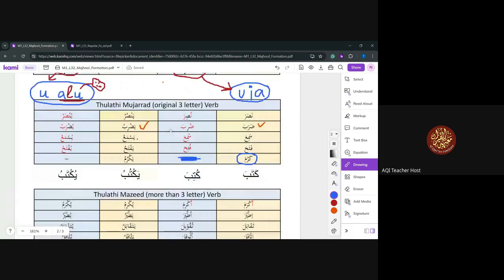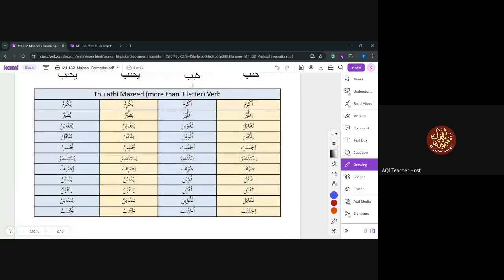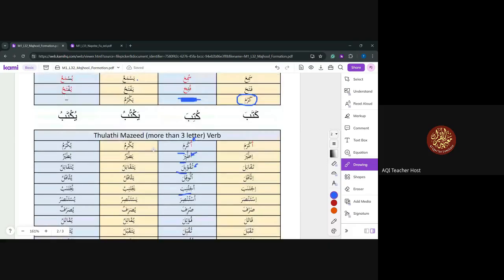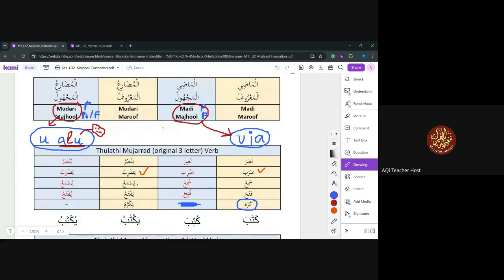So the main focus was on tri-lettered verbs, but there are words with more than three letters. Just remember for now that they can also have passive forms, like akrama becomes ukrima, ittayara becomes uttiyara, taqabala becomes tuqubila. Again, you see all of them have a dhamma at the start, and follow the ia pattern at the end. This does not need to be remembered for now. The main focus should be on these patterns: the ia pattern for Madi Majhul and the u'alu pattern for Mudari Majhul.